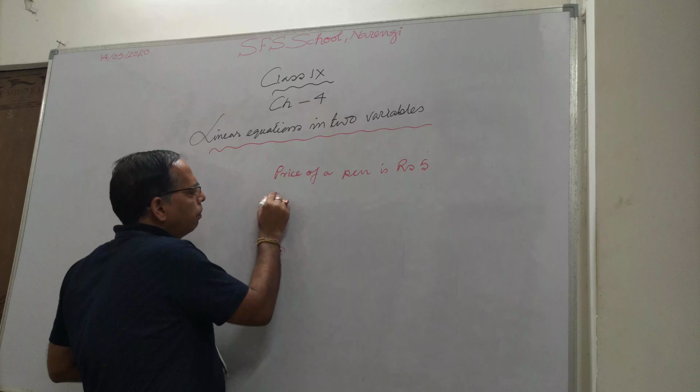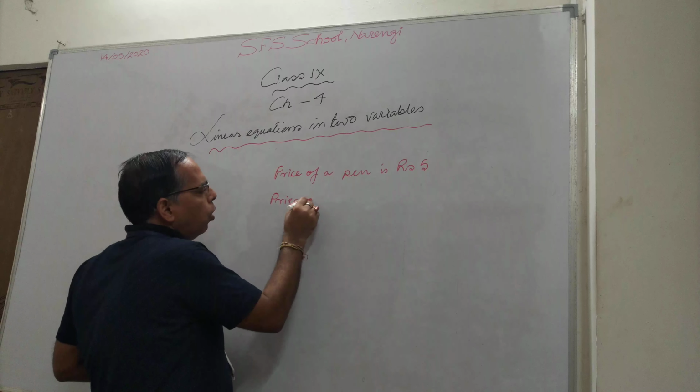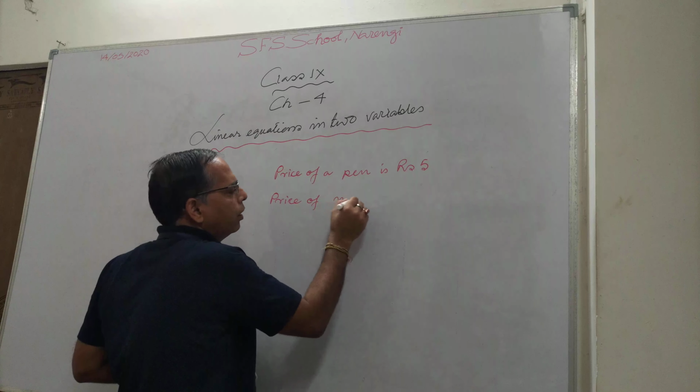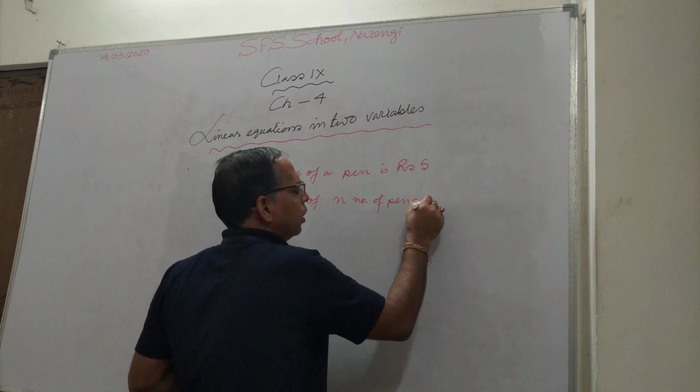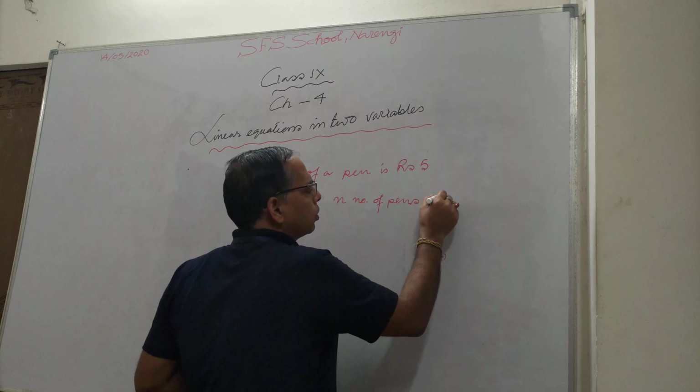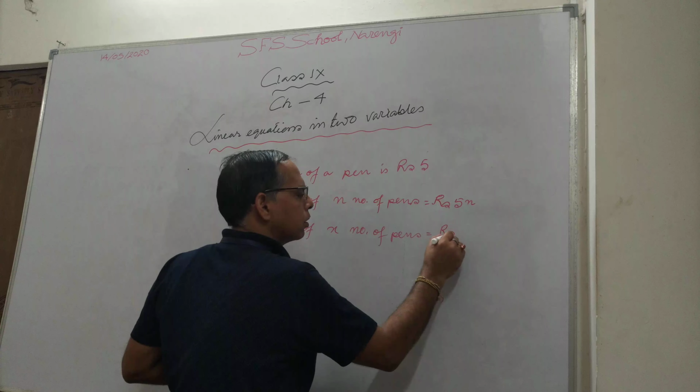Suppose the price of a pen is rupees 5. Then the price of n number of pens is 5n rupees, or the price of x number of pens is 5x.